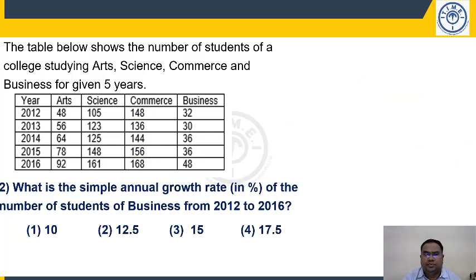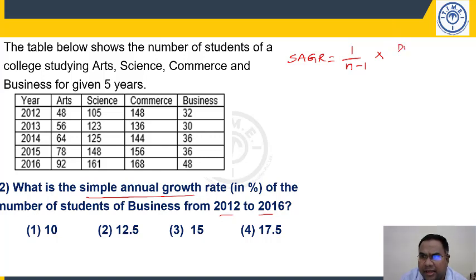Question number 2, students. You try this. What is the simple annual growth rate? This is important. Underline this. Simple annual growth rate in the number of students of business from 2012 to 2016. Okay. Try this, then I'll discuss. Simple annual growth rate. It is given by 1 by n minus 1 into difference by the same thing, initial value, into 100.